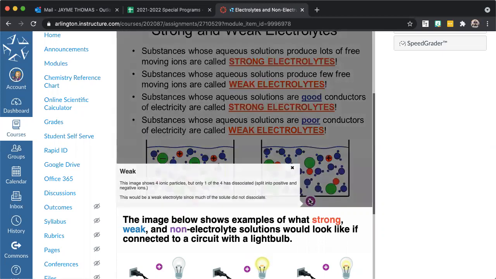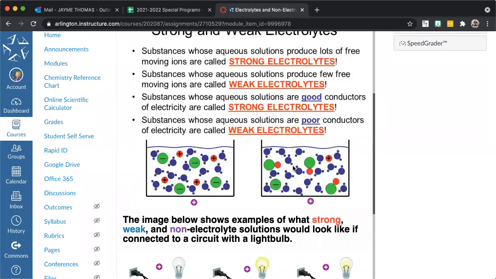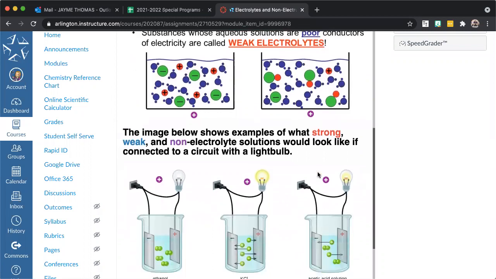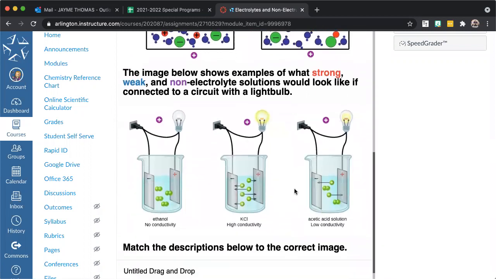This one on the right is weak, because if you look, only one ion of the compound split apart. Here's the positive and negative split apart. The other three stayed together. They did not dissociate or ionize. If you see the word dissociate or the word ionize, that means to split apart into ions. So this one did not fully ionize or fully dissociate. It can conduct electricity because it does have this one that split apart, but it's not going to conduct it as well. And so this little image is kind of showing what I was talking about.